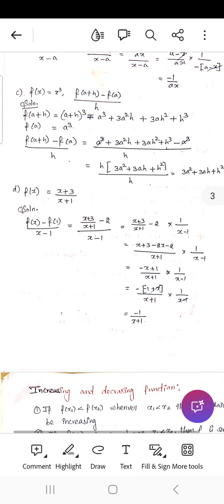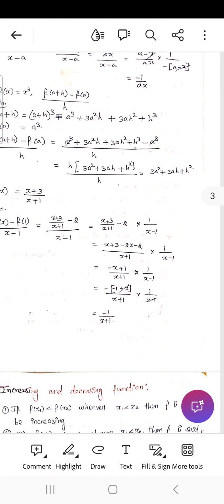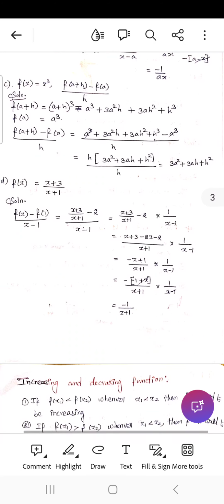Next problem is f of x equals x cube. Calculate f of a plus h minus f of a divided by h. For f of a plus h, x is replaced by a plus h, that is a plus h the whole cube, which is a cube plus 3a square h plus 3ah square plus h cube. Substituting the values in f of a plus h minus f of a divided by h, we will get the value 3a square plus 3ah plus h square.